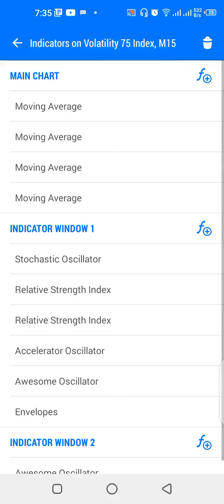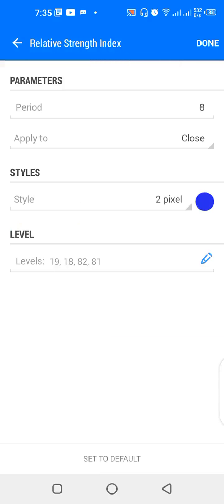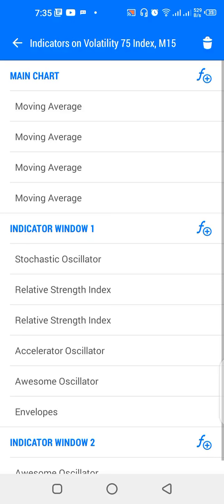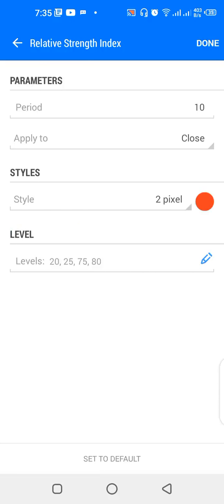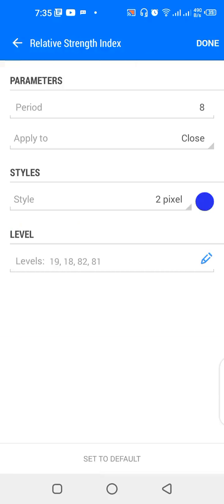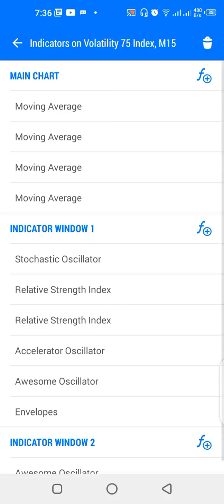Then we have another relative strength index. Period is 8. Apply to close. Color is blue. The levels are 19, 18, 82, 81. Of course, the two RSIs, this is colored blue and this is colored red. These are the red and the blue lines that I mentioned that are supposed to cross downwards on the black line or upward on the black line.